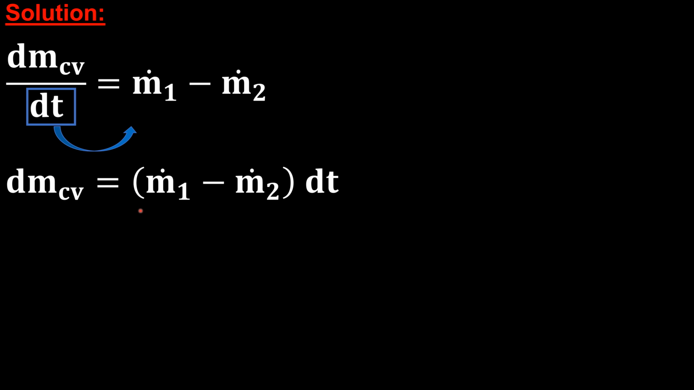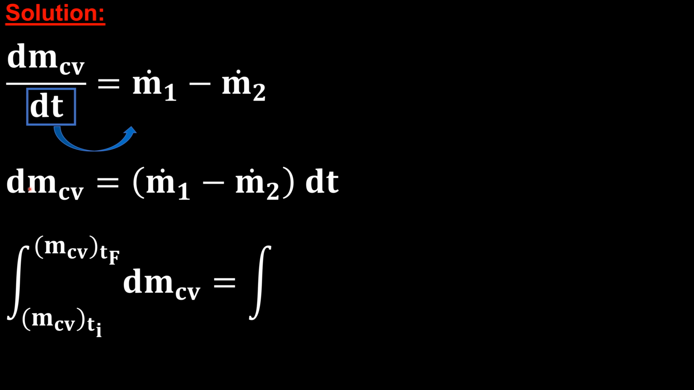Since this problem is related to applying the conservation of mass principle, let's write down the conservation of mass principle equation. Here we will take the delta time and move it to the other side of the equation. Next, we will take the integral of both sides of the equation with the limits. The change of mass within the control volume is the final mass over the initial mass, and the mass flow rate is from the final time to the initial time. So this is a simple integration.